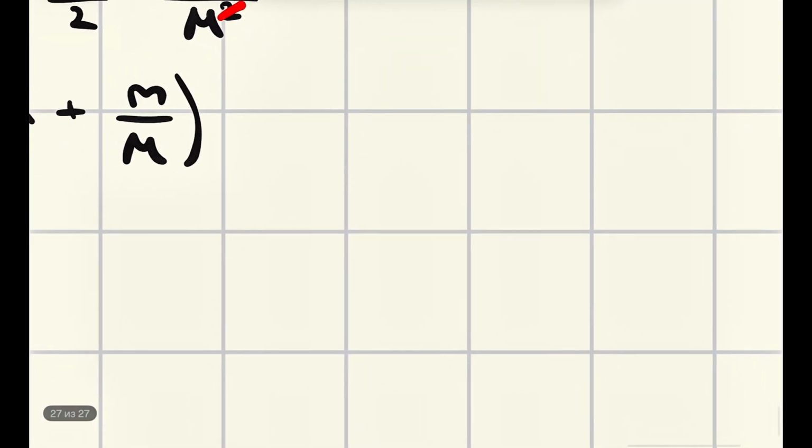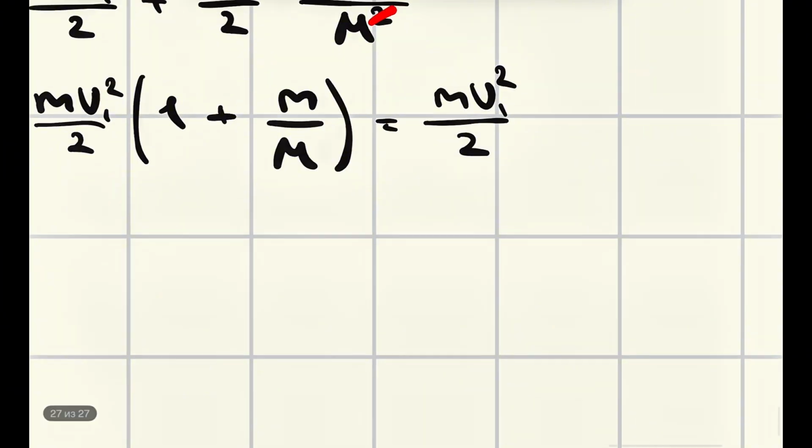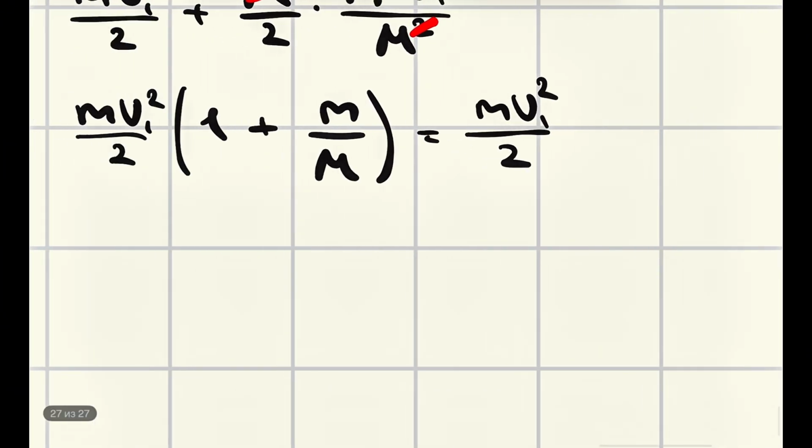If we continue this thing, it would be something like mv1 squared divided by 2, and also inside of the brackets we have what? If we give m to this one, then definitely it would be what?